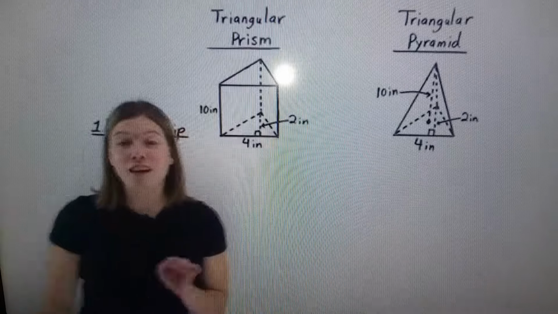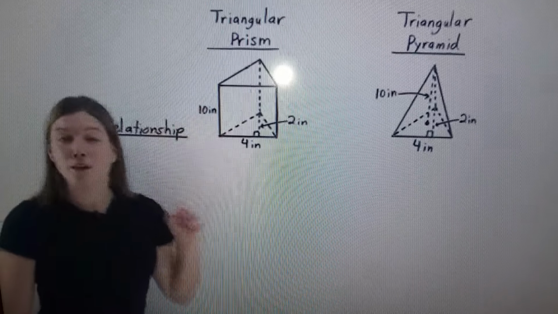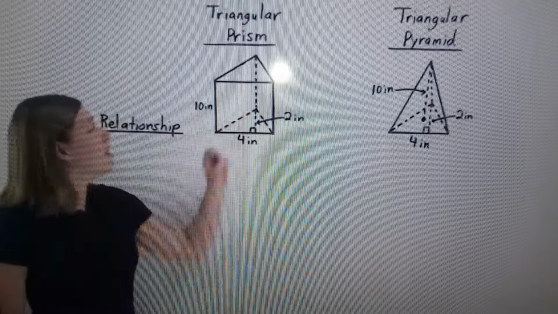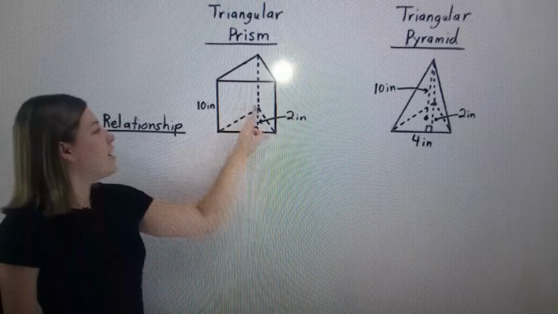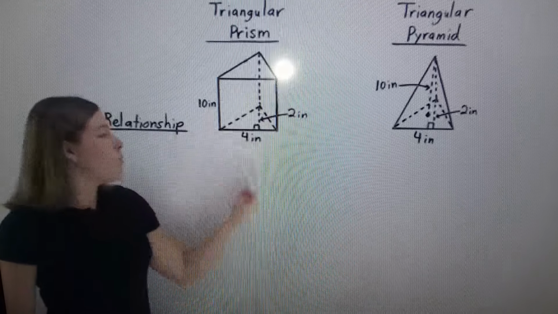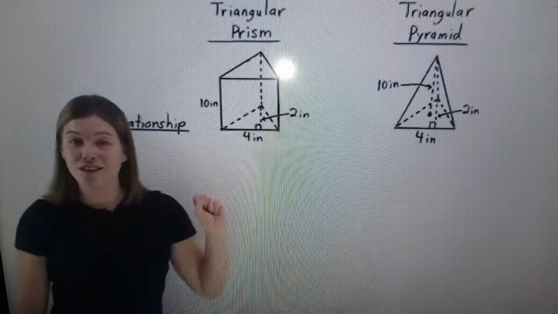First, let's take a look at the bases of each of these solids. Well, here we have a triangular prism. So that means we have two identical triangular bases. One triangle base right here and one triangle base right here. If we look, we can see we have a base length of 4 inches and a height of 2 inches.